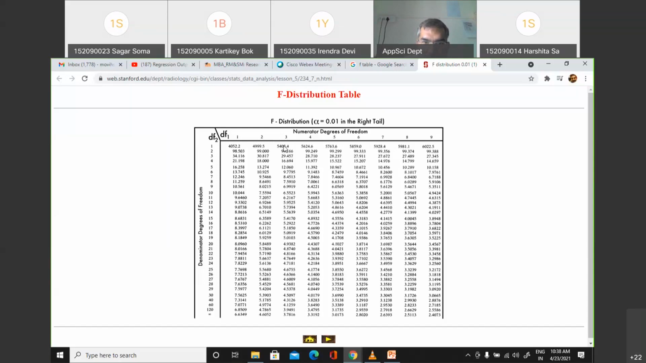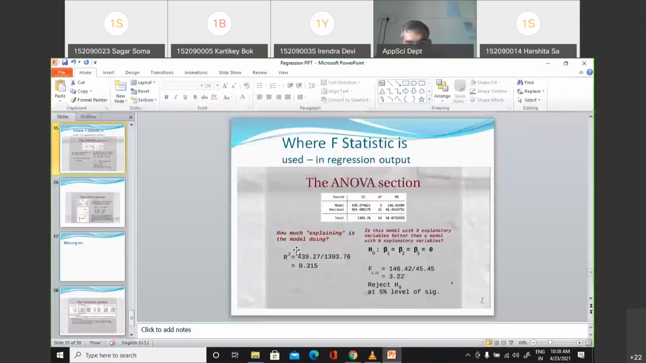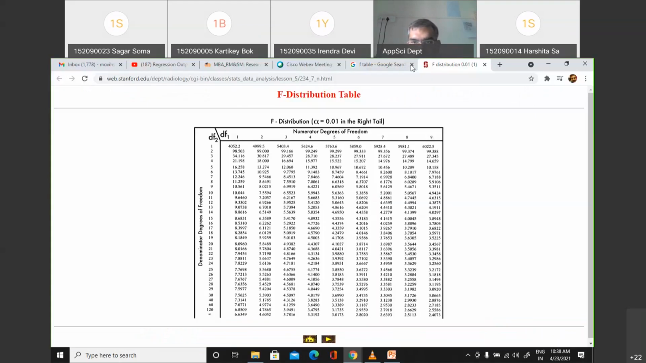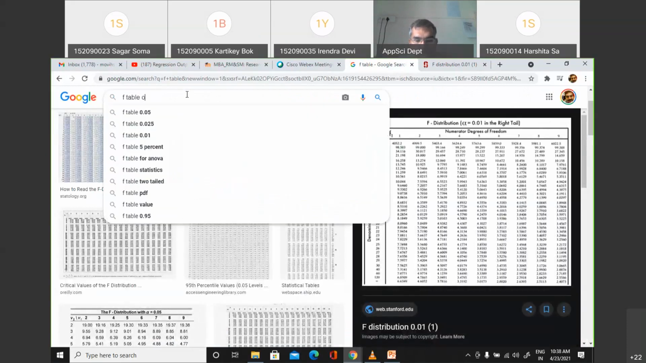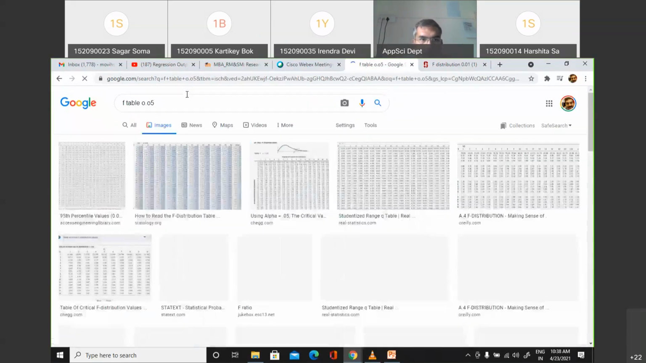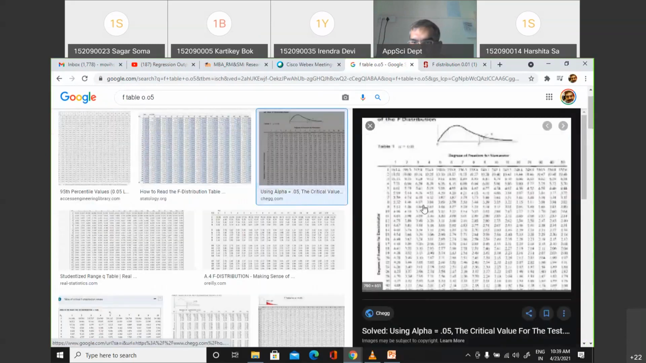So here we have this. The degrees of freedom of the numerator is 3, and the degrees of freedom of the denominator is 21, I think, 21 or 23. Yeah, 21. So here we can see the value is 4.87. Let us check whether this is taken as 0.05. This table is 0.01. So, the F table.